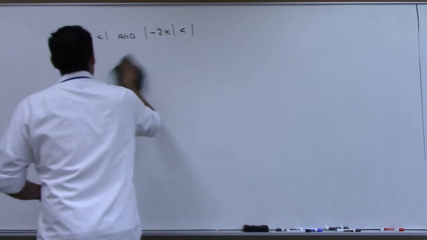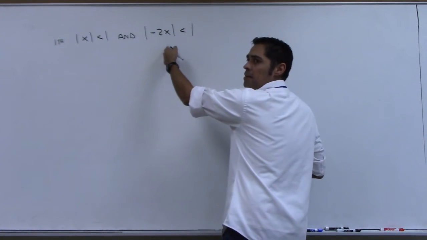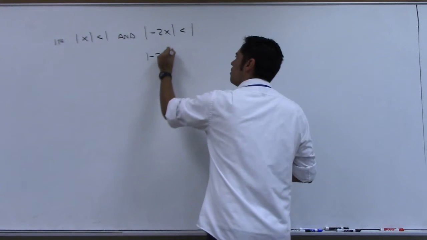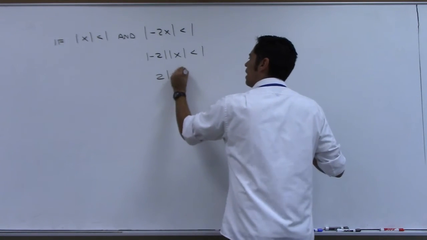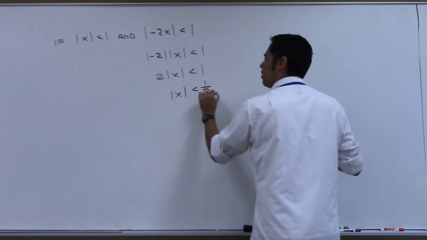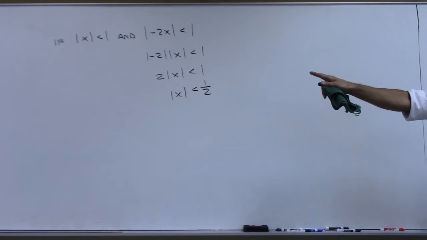All right, what's my radius of convergence? I need to do some work on this one, don't I? This is the same as absolute value of 2 times absolute value of x less than 1, which means 2 absolute value of x is less than 1, so absolute value of x has to be less than 1/2. Agreed? The other one, absolute value of x is less than 1.